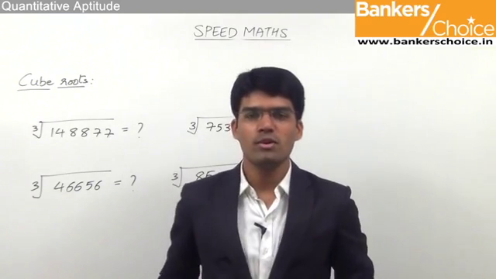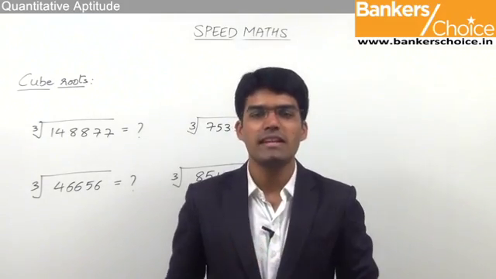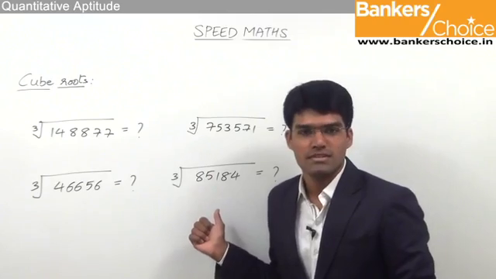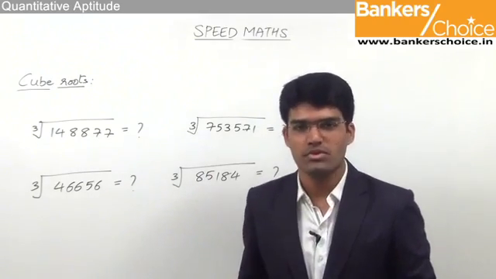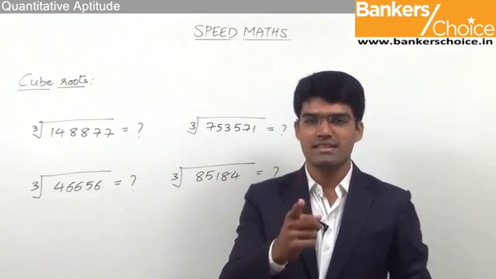Alright friends, I hope you understood how to find out cube roots of a given number. So assuming that you are very clear with the method, let's see how quickly can you solve these 4 questions. Taking 2 seconds per question, you should be able to get all the answers in about 8 seconds. Your time starts now.